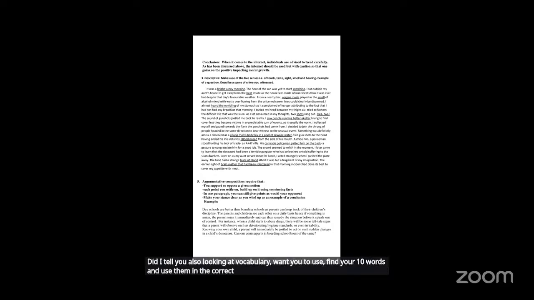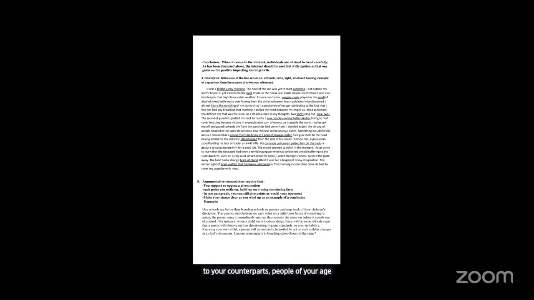Discern is that ability of seeing something clearly. Something that is not so obvious, but did I tell you you're also looking at vocabulary? I want you to find your 10 words and use them in the correct way. Anytime you use a vocabulary above the rest, tick, tick. The more the number of ticks, the more your composition is becoming superior to your counterparts, people of your age. That is how we distinguish between a 12 and an 18.